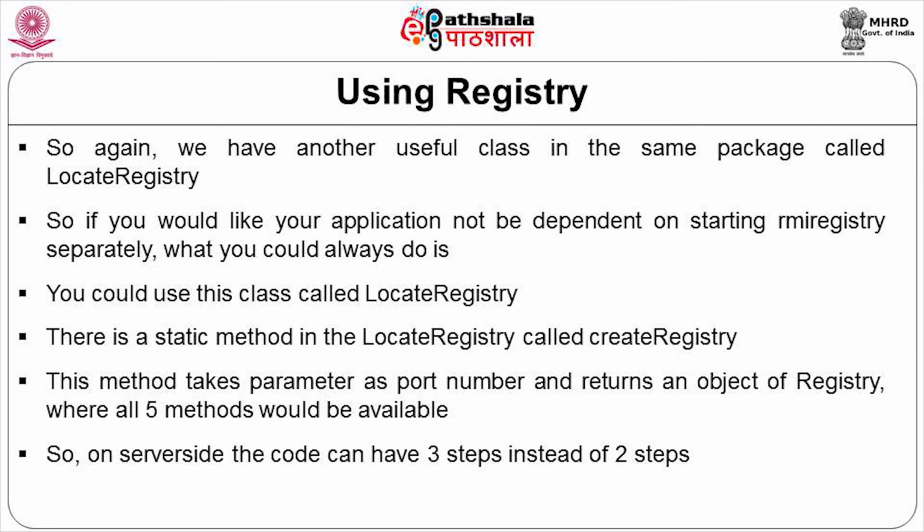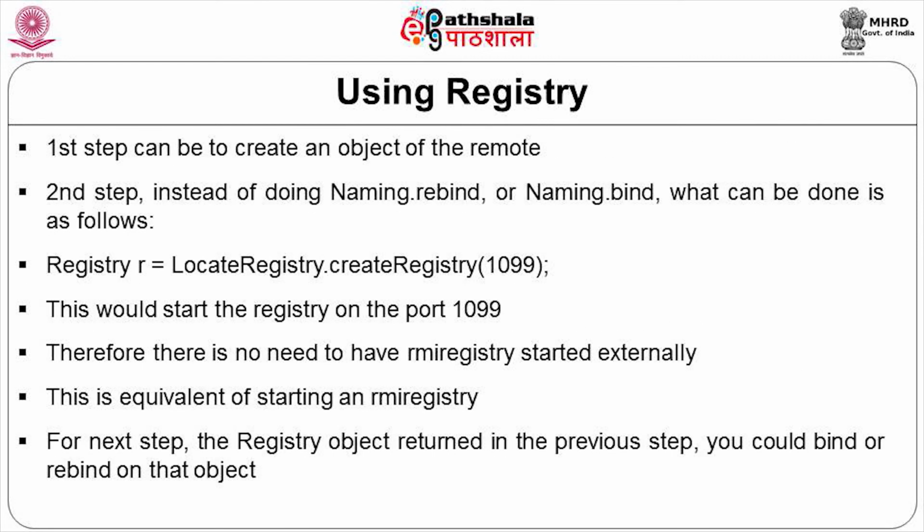So on the server side, in the code, now we can have 3 steps instead of 2 steps. The first step is creating the object of the remote, that's fine. But now for the second step, instead of doing Naming.rebind or Naming.bind, he could reserve that port 1099. So for example, I'll say LocateRegistry.createRegistry and pass the parameter 1099, the port number on which I would like to start the registry.